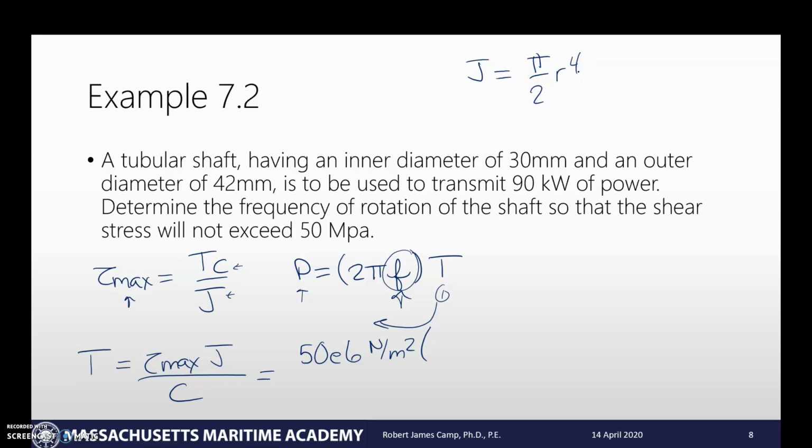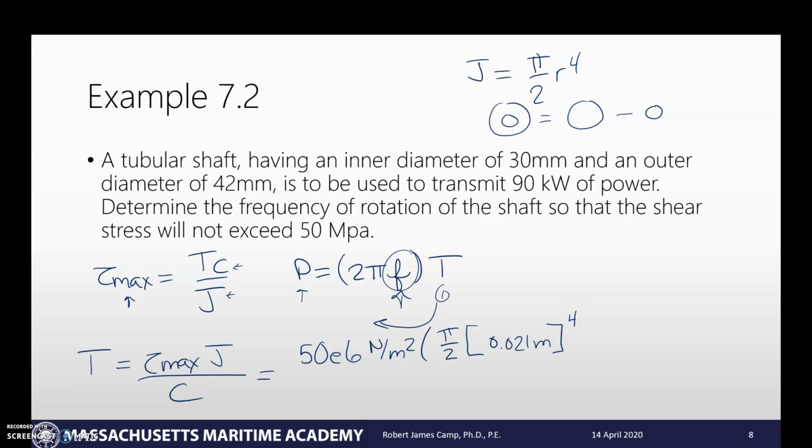Now I have a tube, so I have an outside diameter and an inside diameter. So remember, to get this donut, we do a superposition. We take the J of the big guy and subtract from it the J from the inside. So that's going to be pi over 2, because that's common for both of them. So the outside radius is 0.021 meters, because remember, this is diameter. I'm converting it to meters to have all the units work out to be correct.